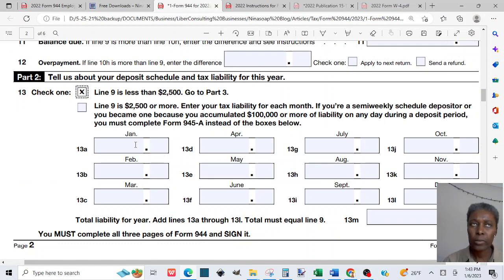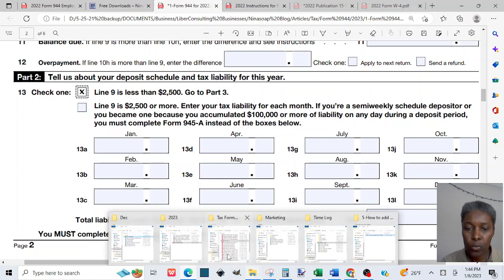It's not about when you deposit or how much you deposit. It's more about when you pay wages, that's when those tax liabilities are due. So you put that amount on the period that they belong to for all the month, and the total will go on line 13M.